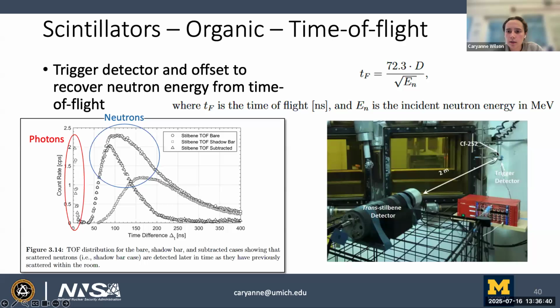The trigger detector will trigger when the first particle interacts, and then the second will trigger when the second particle interacts. And you should get a good amount of these interactions because, like I said, a spontaneous fission source emits multiple neutrons and gamma rays, and these organic scintillators detect both. And so if you know the distance between your trigger detector and this detector that you're trying to characterize, you can determine the neutron energy.